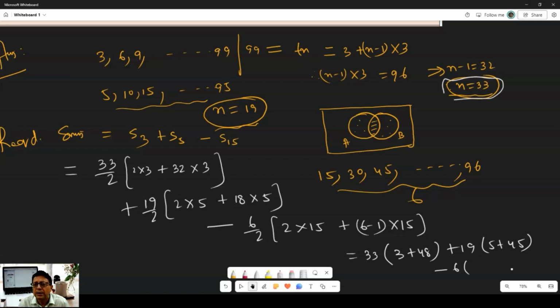Wait a minute. How many terms are there? Check. Including those, how many? There will be 7 terms. Isn't it? There will be 7 terms over there. 15, 30, 45, 60, 75 and then 90. No, it's correct. 6 terms. We have taken correctly. 90 by 15, 6 only.